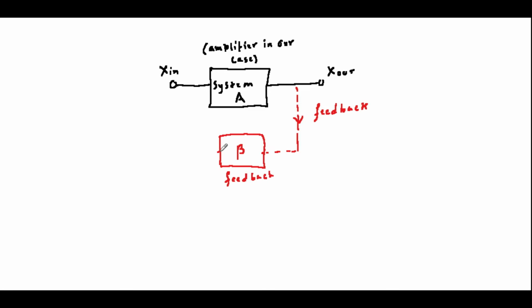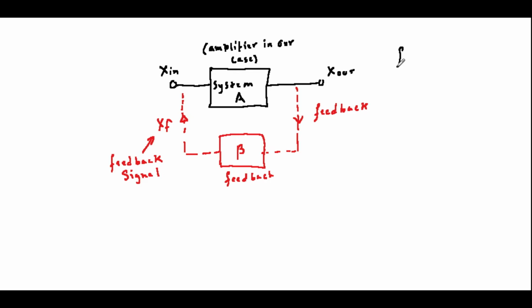Note here that I've labelled the inputs and outputs X, because X could be any input, voltage or current or even mechanical movement or thermal input, for example. What we're about to discuss is universal. It applies to any sort of system.